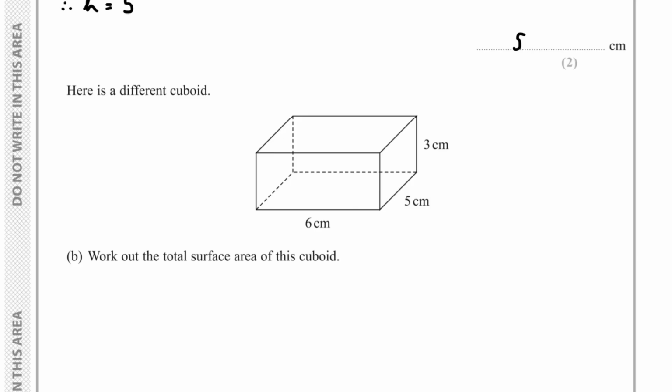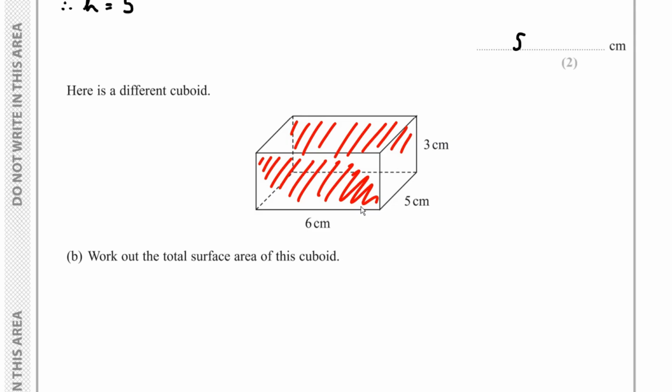Here is a different cuboid. Part B, we have to work out the surface area. So let's first of all do the front and the back. We've got 3 times by 6 twice.